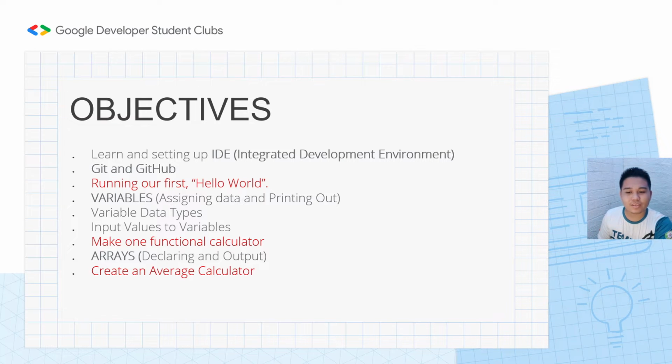Next is variables: how to assign and print variables, using variables. Next are variable data types and input values to variables. Then make one functional calculator. It is just a simple calculator so that we also have output for our variables. Next are arrays, how to declare and output using arrays. And of course, to create an average calculator. This one is a bit more complex, but it is still a calculator.